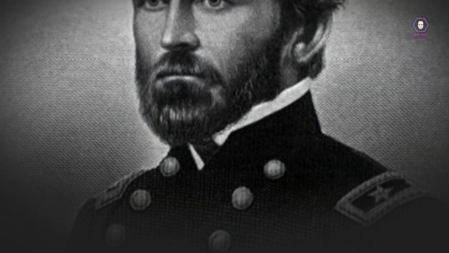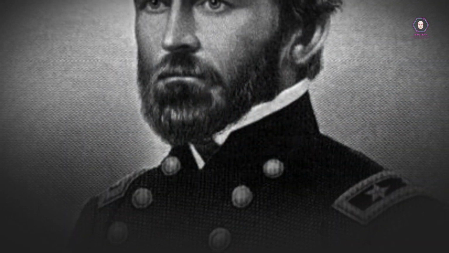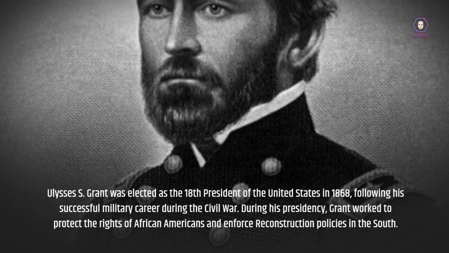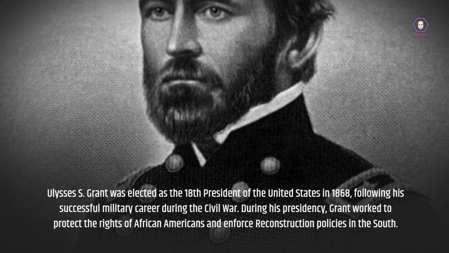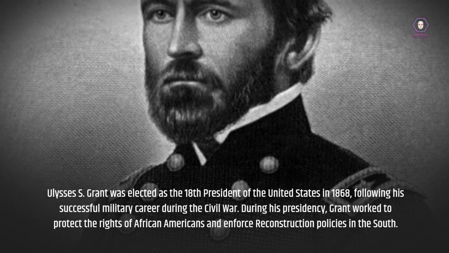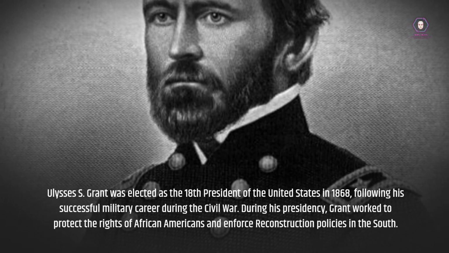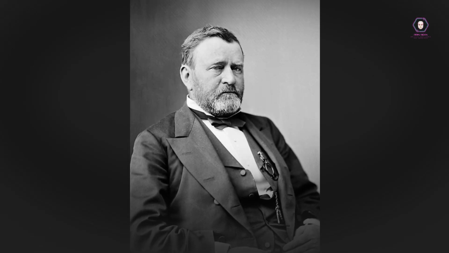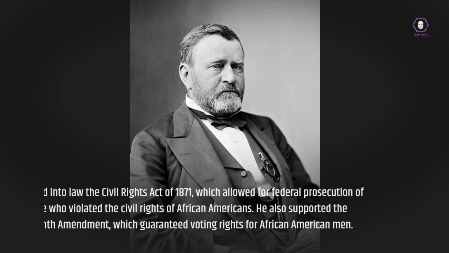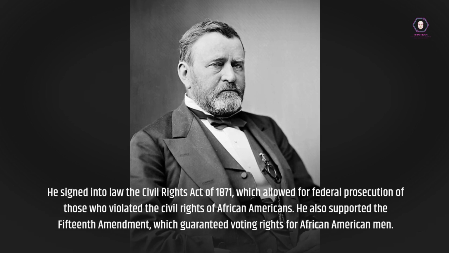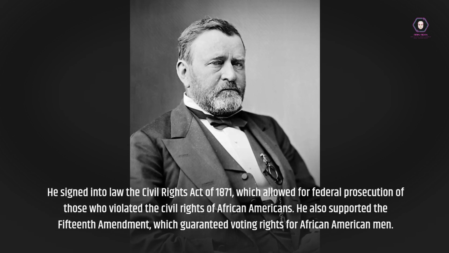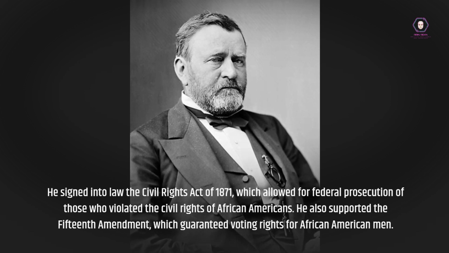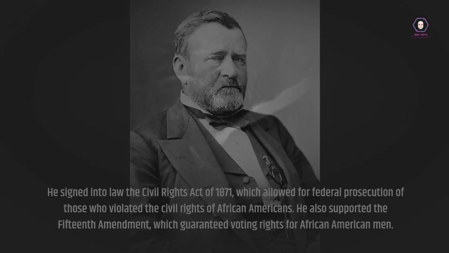Ulysses S. Grant was elected as the 18th President of the United States in 1868, following his successful military career during the Civil War. During his presidency, Grant worked to protect the rights of African Americans and enforce Reconstruction policies in the South. He signed into law the Civil Rights Act of 1871, which allowed for federal prosecution of those who violated the civil rights of African Americans. He also supported the 15th Amendment, which guaranteed voting rights for African American men.